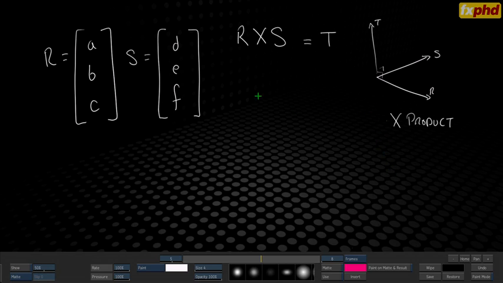Okay, so R cross product S. How do I do that? Well, when I was doing dot product, I ended up with one number, but I know that I'm going to end up with a vector here. So the first thing I'm going to do is write down the framework of a vector, because I know the answer is going to be a vector. It's going to have three things in it: an X thing, a Y thing and a Z thing.